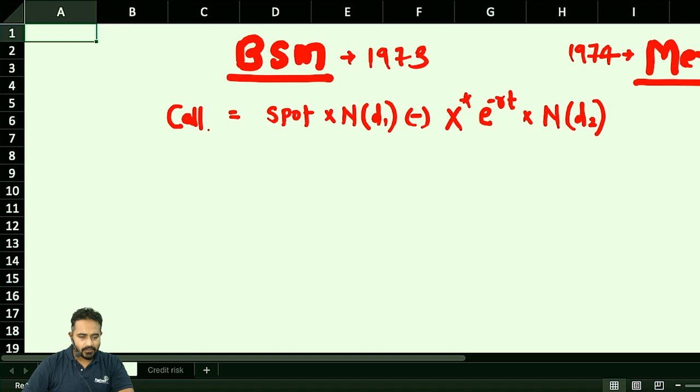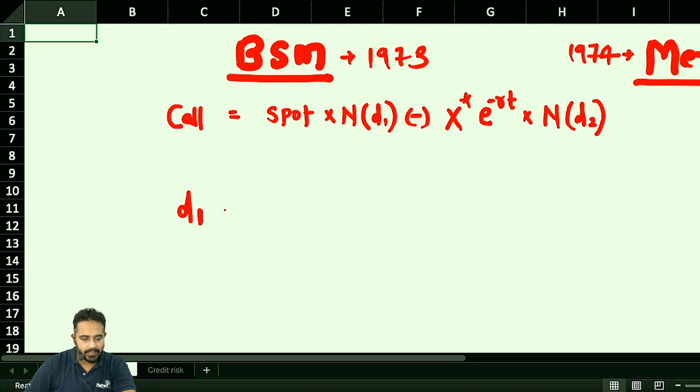So if you see, getting spot is very simple. That's not a challenge, right? Getting the present value of strike price is also not the challenge. So what we really need to work on is getting the value of N(d1) and N(d2). Alright. Now, let's start looking at how you get the value of d1, not N(d1). The value of d1. So we calculate d1 and then we go to normal distribution and then we try to fetch the N(d1) value. So let's look at d1.